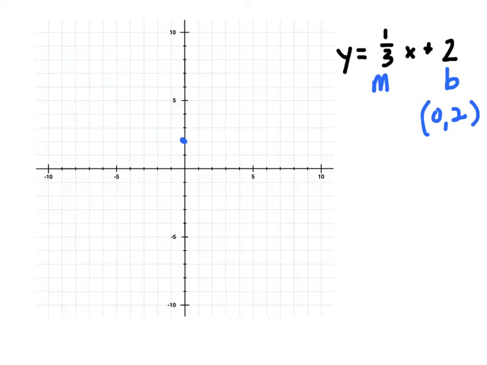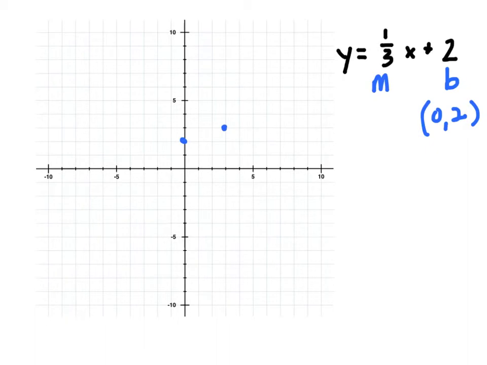And I want to remember that slope is rise over run, which means that the numerator of the slope, in this case that's 1, tells me to go up 1 unit from my starting point. The denominator is the run that tells me how far to the left or to the right to go from that starting point. In this case it's 3 and it's positive, so I'm going to go 3 places to the right, and I'm going to mark another point right there at (3, 3).